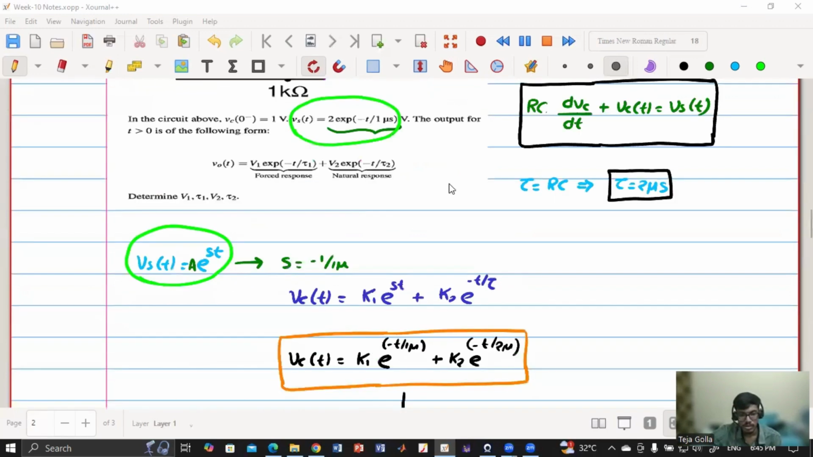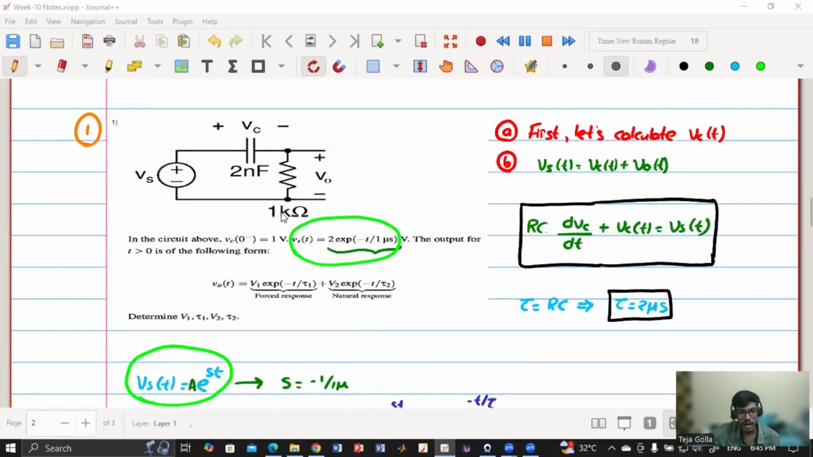Here they have asked V naught of t, and I can directly solve for V naught of t, but let us not get confused. I have started from VC of t because we are very comfortable with VC of t. There is no harm in calculating VC of t and it will not waste our time. If we can calculate VC of t, then I can calculate V naught of t, which is Vs of t minus VC of t. That's why I started with VC of t, because all the differential equations are in terms of VC of t. This makes our life simple and there is no confusion.